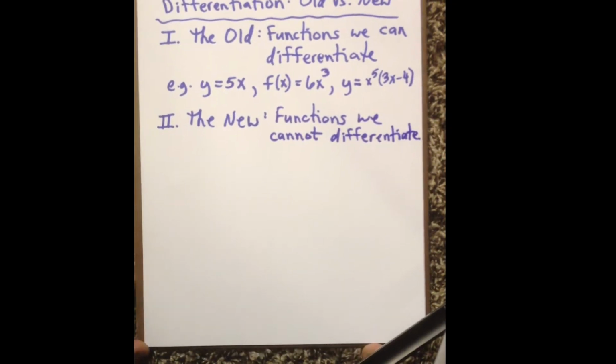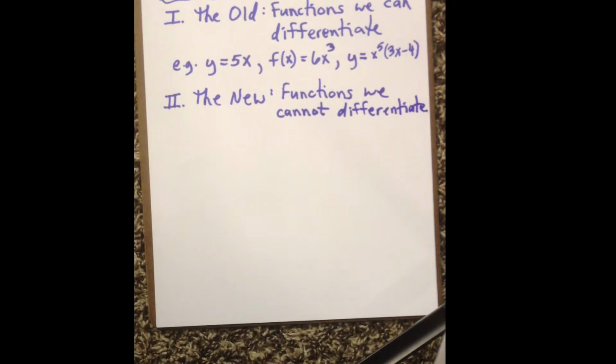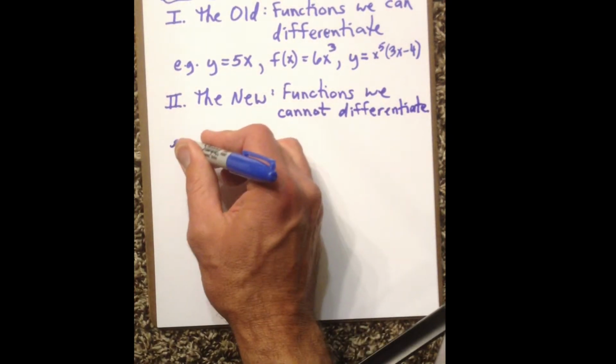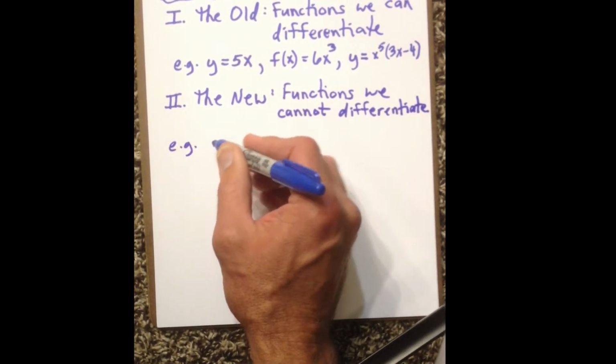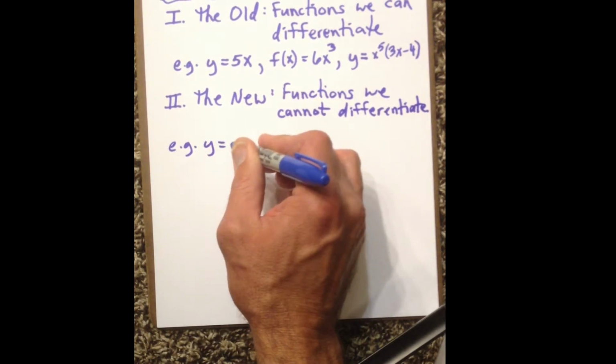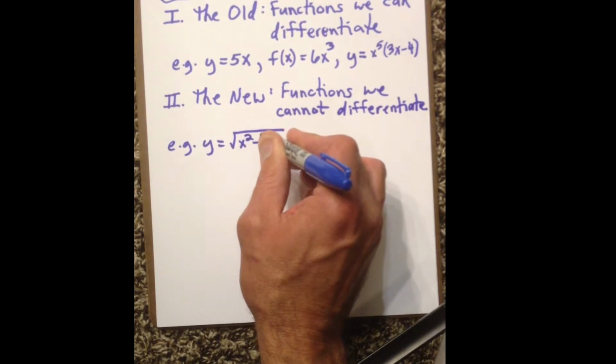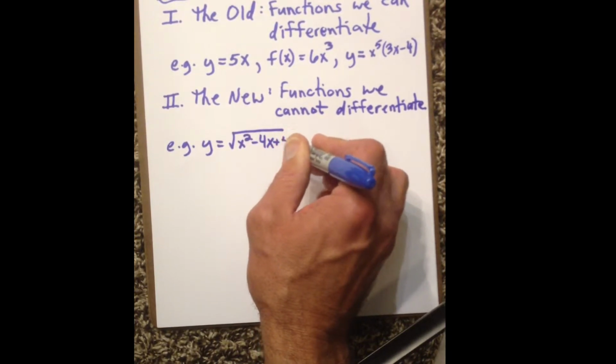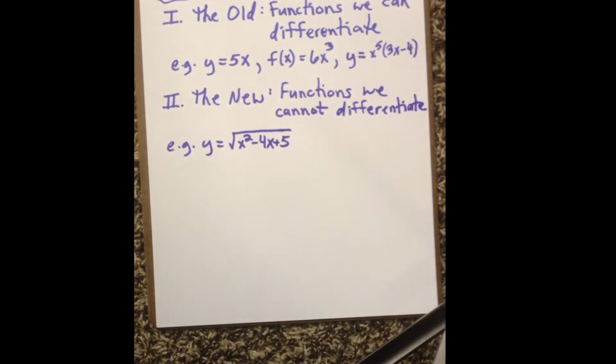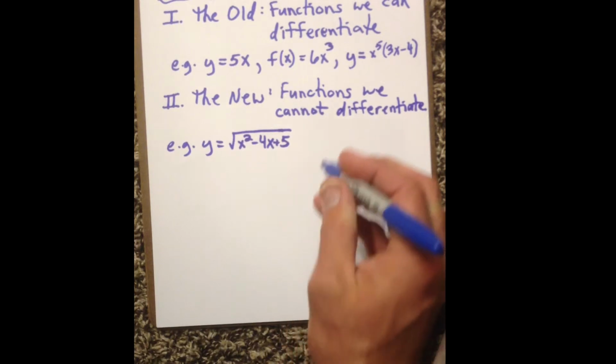So here are some functions that we cannot differentiate. Let's look at 3 problems. First one, y equals the square root of x squared minus 4x plus 5. So all of that is under the square root. So it's not a power rule, and we can't write that as a power of x because that 1/2 as an exponent from the square root doesn't, in a sense, distribute over those 3 terms. So there's no way to simplify that square root. It's not a power rule, not a product, not a quotient. We're kind of stuck with it.